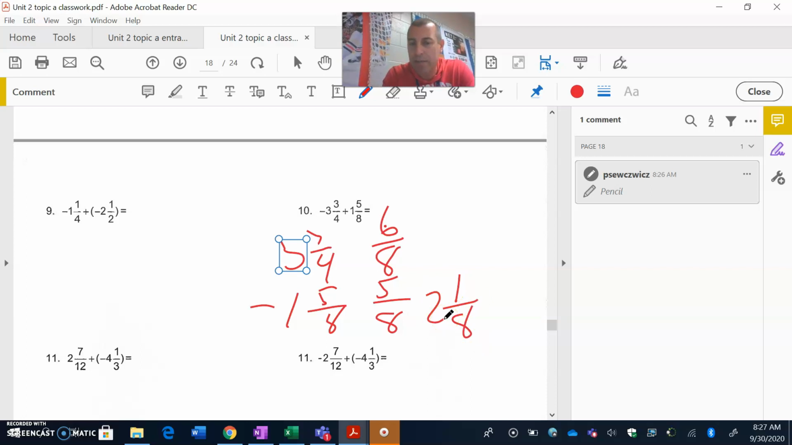And again, we've got more negatives. So that's why it's the negative 2 1/8. So that's fine. We can use those rules. Here's the thing. You might have to borrow.